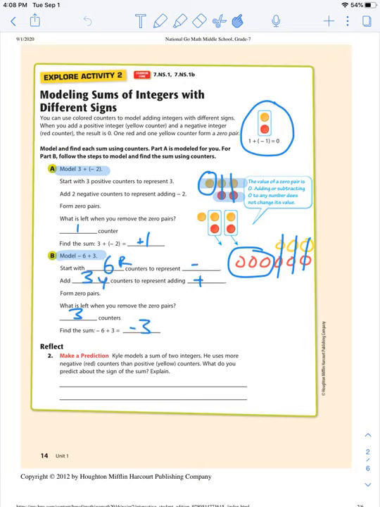All right, let's make a prediction. Kyle models a sum of 2 integers. He uses more red counters, negative counters, than positive yellow counters. What do you predict about the sign of the sum? Well, if there were more red counters, once we make 0 pairs, there's going to be red left over. So the sign of the sum is going to be negative. That's because there are more red counters.